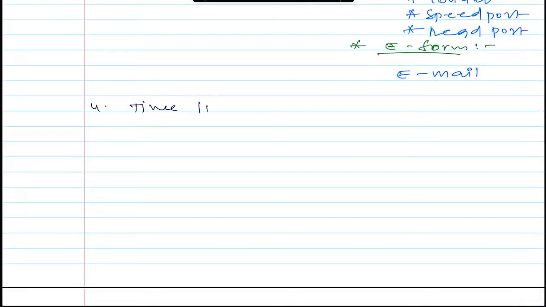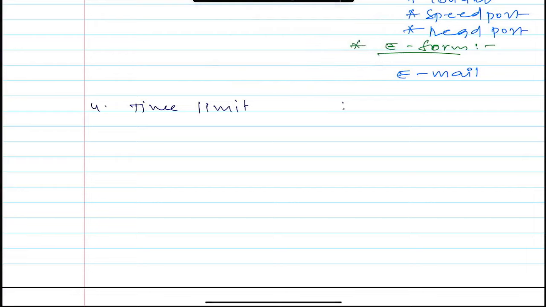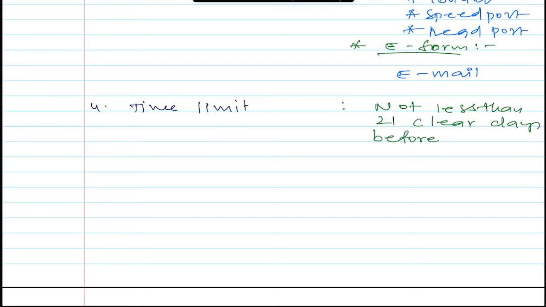Mainly, another two points are there. Time limits. Most important, you know, so many times it has been tested in exams. Time limits: how many days before you need to send the notice? Not less than 21 clear days before the GM.